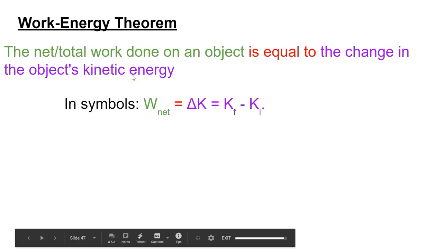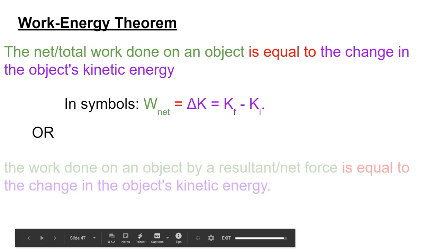Now we've worked on change in momentum, and by this time we know that change means the final value minus the initial value. So as far as the kinetic energy is concerned, it means the amount of work done on an object is going to be equal to that object's final kinetic energy minus its initial kinetic energy.